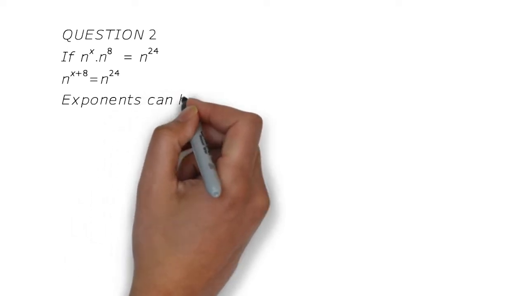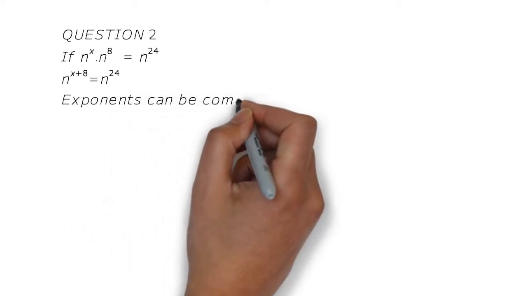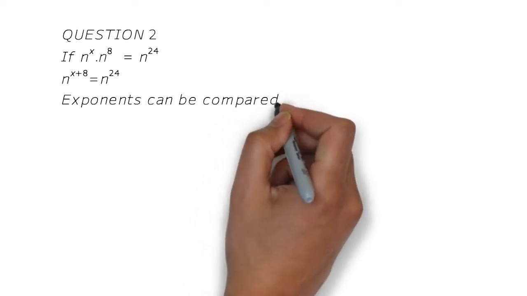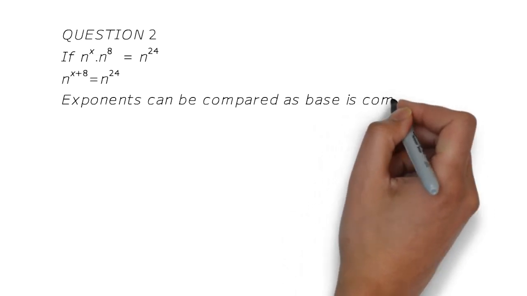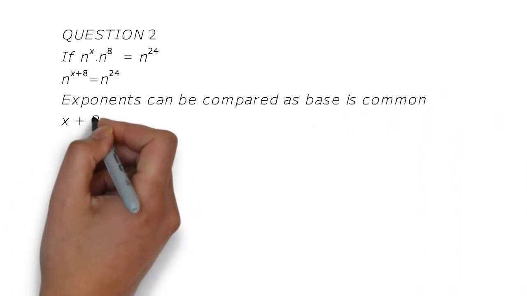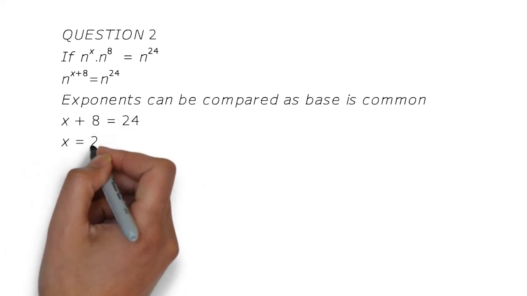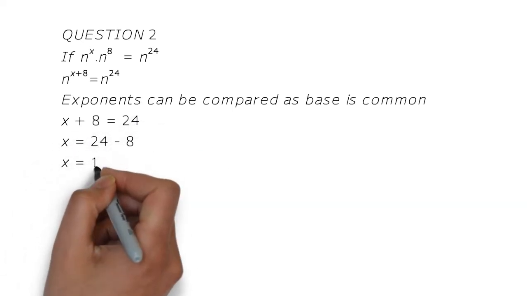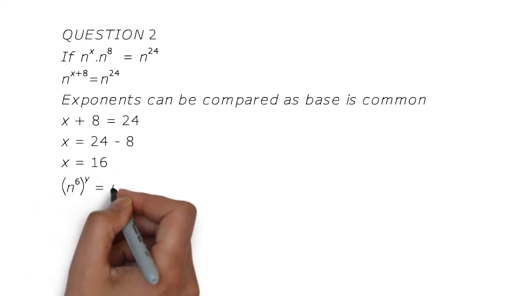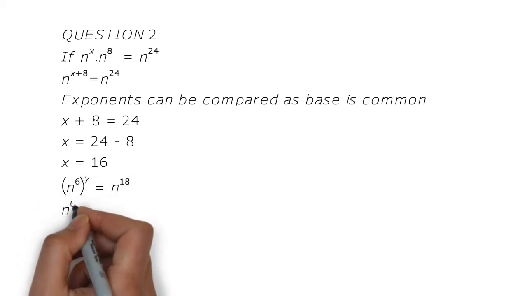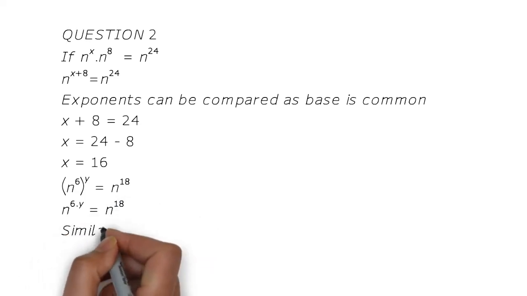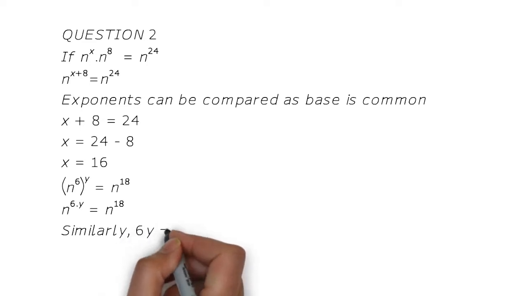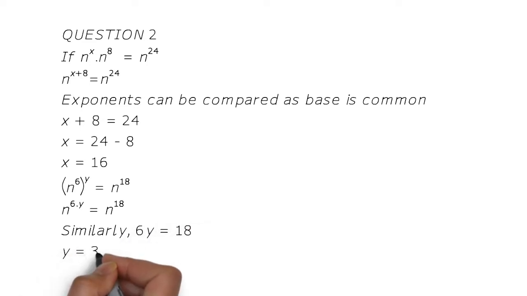Since the bases are the same, we can equate the exponents. We can compare the exponents. So we proceed to say that x plus 8 equals 24. That way x is 24 minus 8, x is 16. Similarly, applying the second law, that is n to the power of 6 multiplied by y equals n to the power of 18. Like we have done in the first expression, we equate the powers. So 6y equals 18, y equals 3.